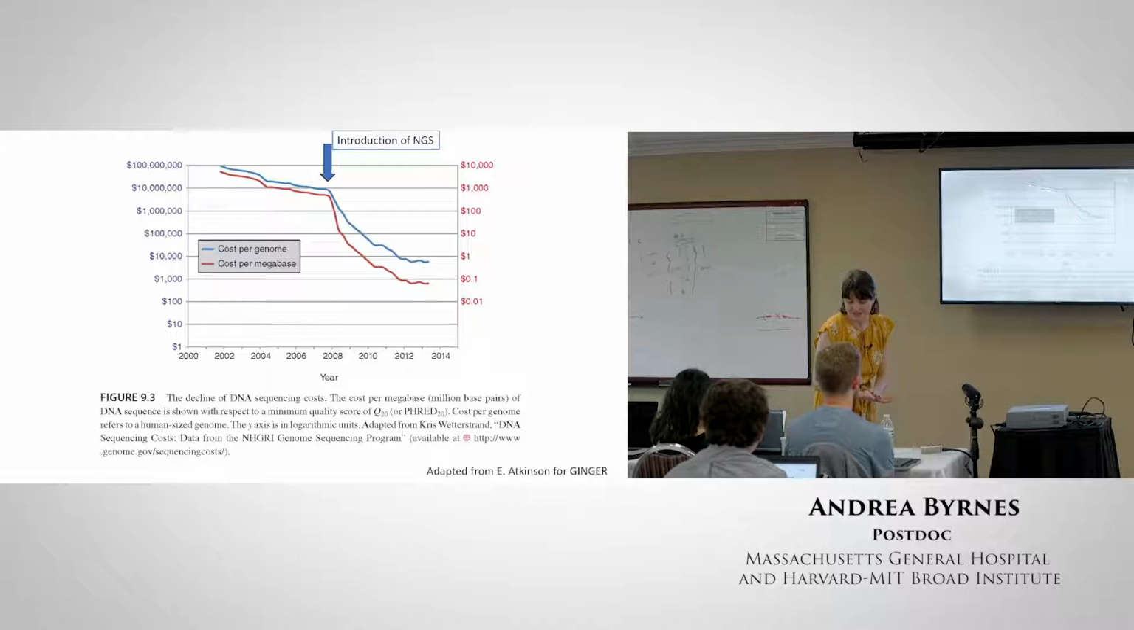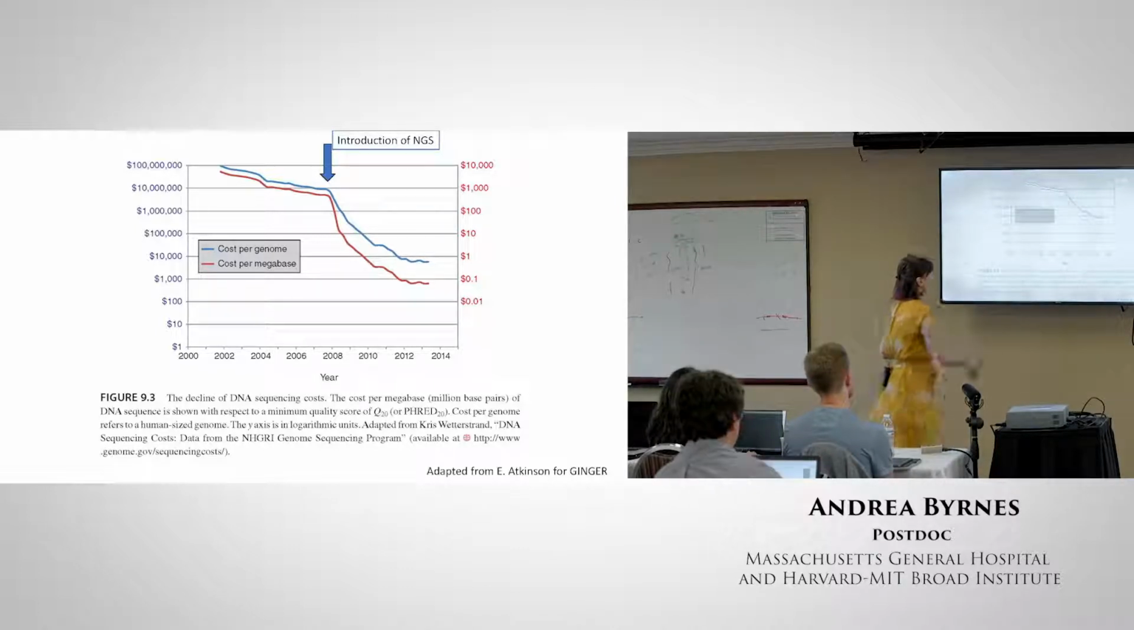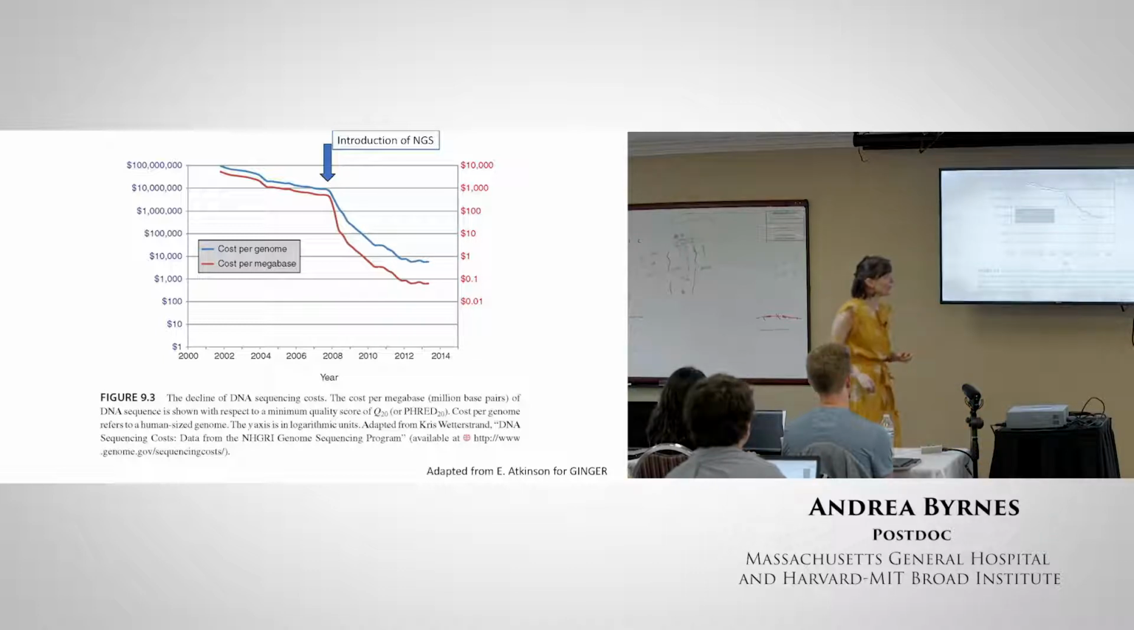So this is a graph of how the cost has declined over time. The blue line is the cost per genome, and the red line is the cost per megabase. So if you want to do just a very targeted bit of sequencing, this is getting cheaper a bit faster. And you can see this curve drops sharply right around 2008, as this technology was being developed.